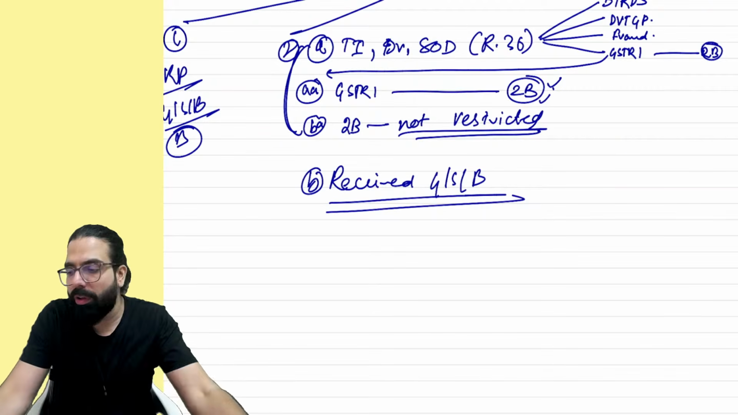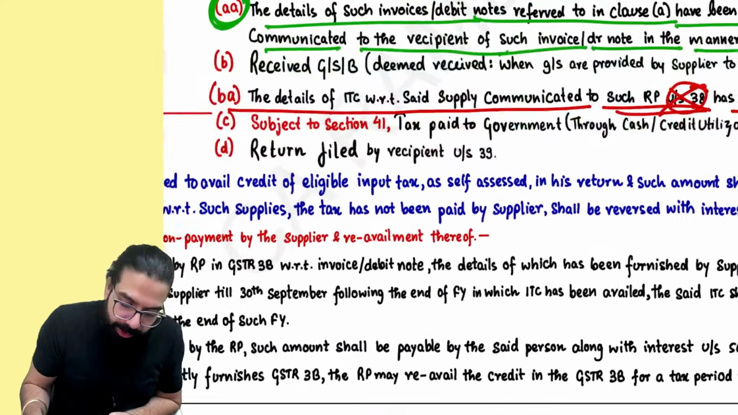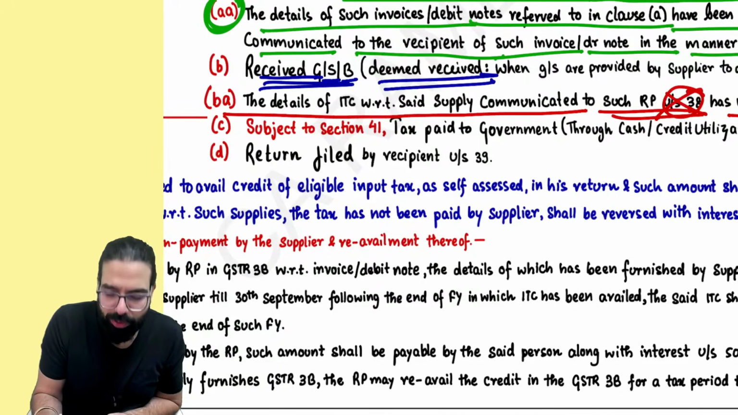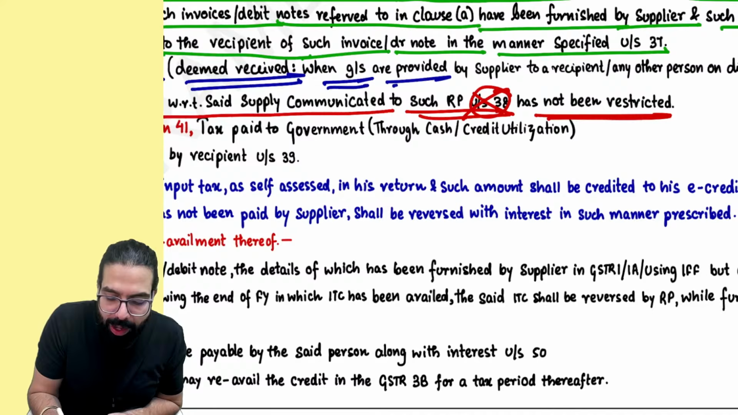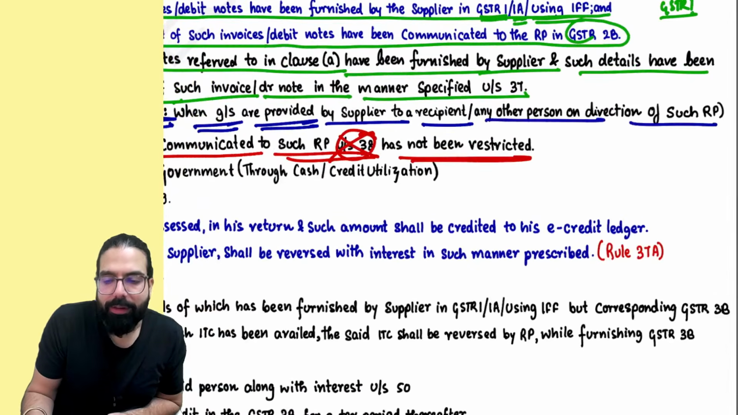I should have also received the goods. That's what they are telling over here. Sir, you should have received the goods, services, or both. Only then you can go ahead and take the credit. And it says deemed received concept is also fine when goods or services are provided by the supplier to the recipient or any other person on the direction of such registered person.